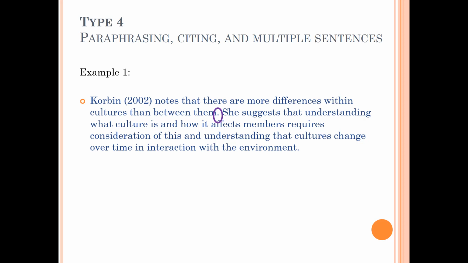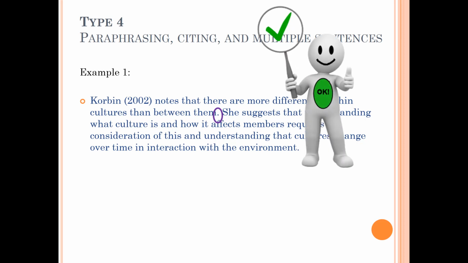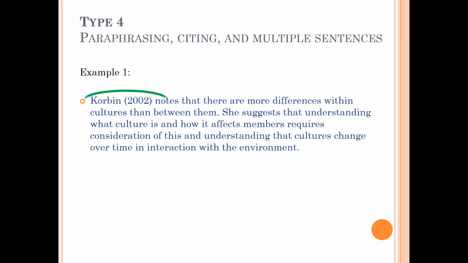Well, the question is about this period. That's where the question about plagiarism revolves. So in this case, we're okay. Why are we okay? Well, because I have the citation here, and by starting the second sentence with "she," it's clear to the reader that even though I don't have a citation for that second sentence, those ideas still belong to Corbin. My words, her ideas.